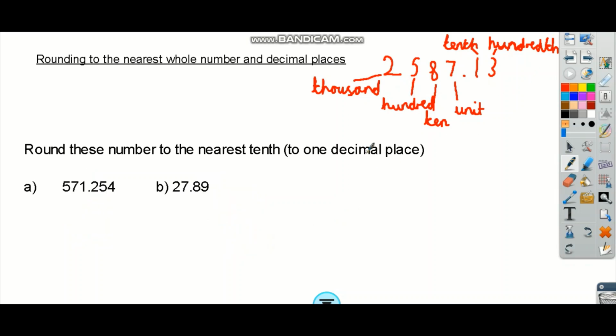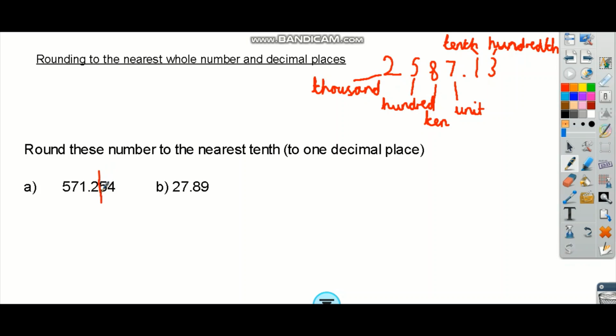Okay, so these are our next example questions. Now, round these numbers to the nearest tenth or to 1 decimal place. Rounding to the nearest tenth and 1 decimal place is the same thing. So to round these to the nearest tenth, first you have to find the tenth with this 1, and then you put a line after it.